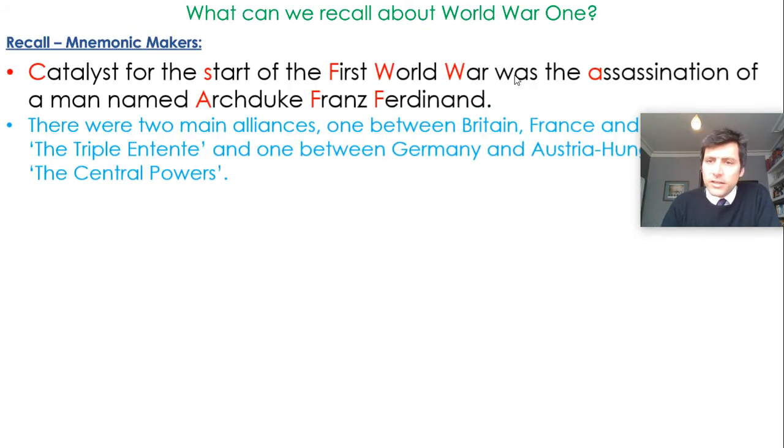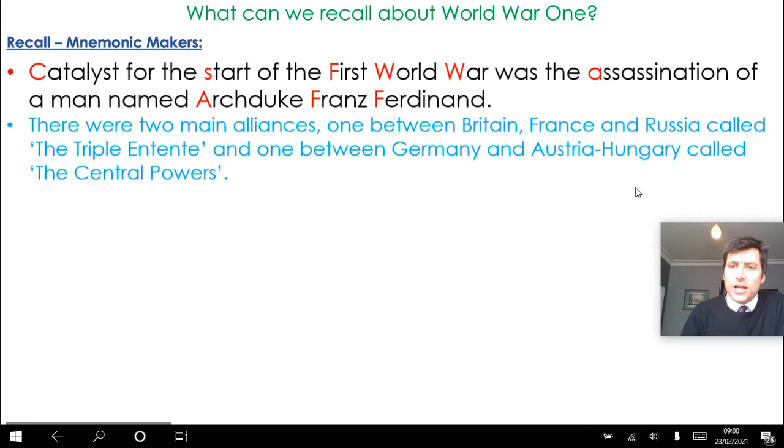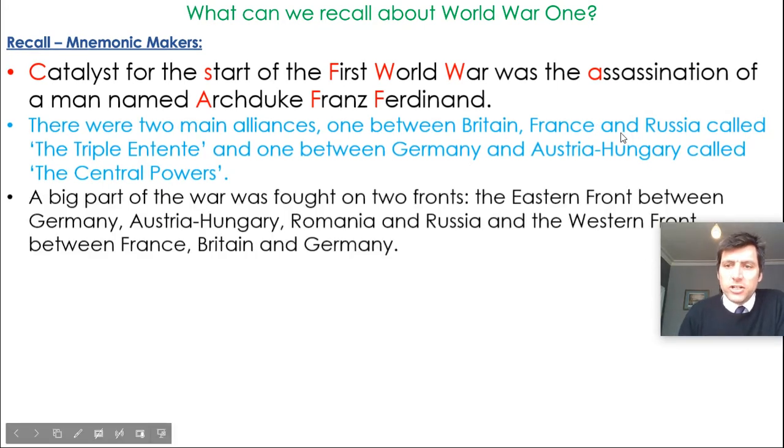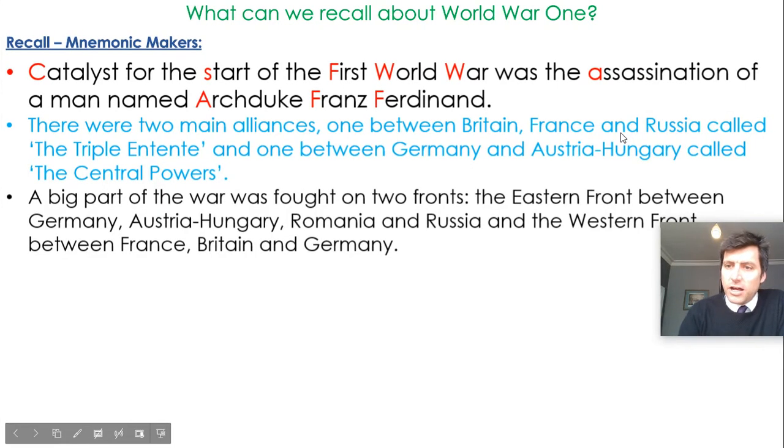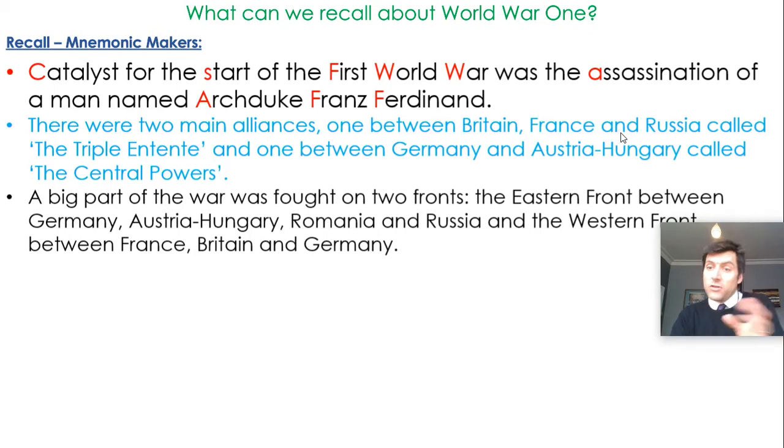So, the two main alliances being Britain, France, Russia, and Germany and Austro-Hungary. You've got to pick which words you want to highlight. I've done red for the first one. Which words are you going to highlight on your sheet? The two fronts: the Eastern Front between Germany, Austro-Hungary, Romania, and Russia, and the Western Front between France, Britain, and Germany. You're going to list those front names. How are you going to do your mnemonic there?